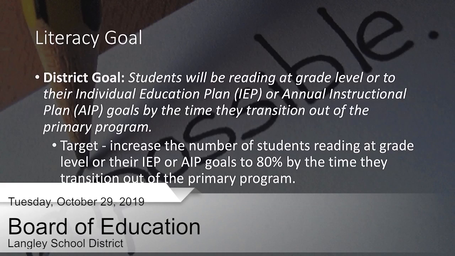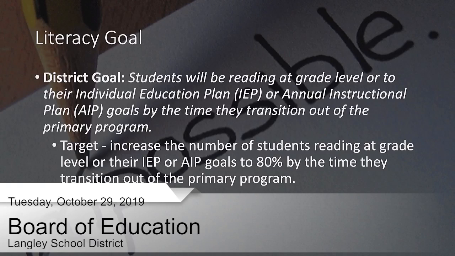So when you look at our literacy goal, students will be reading at grade level or to their individual IEP or AIEP goals by the time they transition out of the primary program. For us, that's K through 3. The target is increasing the number of students reading at grade level or their IEP or AIEP goals to 80% by the time they transition out of the primary program.